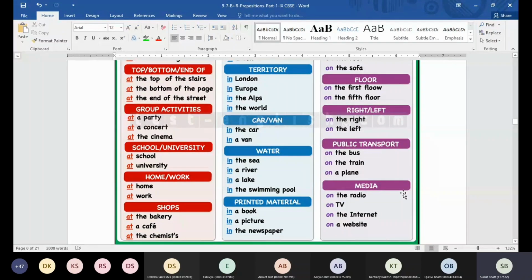For media, guys, we use the word on only. Like on the radio, where did you hear the news? So on the radio, on television, on the internet, on a website.